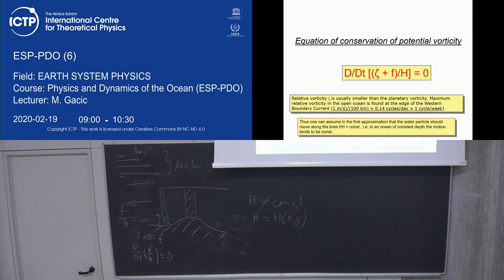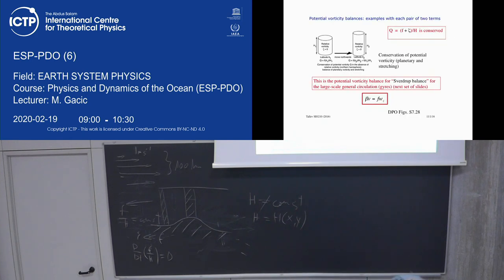Of course, if zeta, the relative vorticity, is smaller than f. Let's see what that means. Here is something that also has to be considered. That's the relative vorticity.